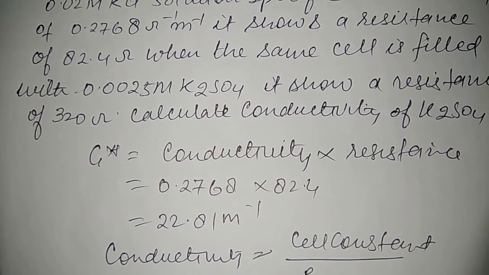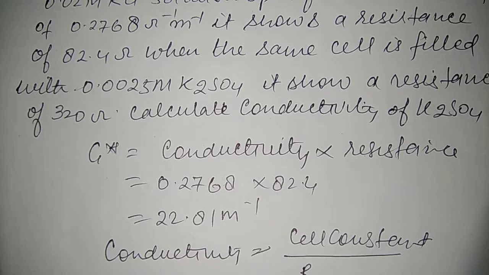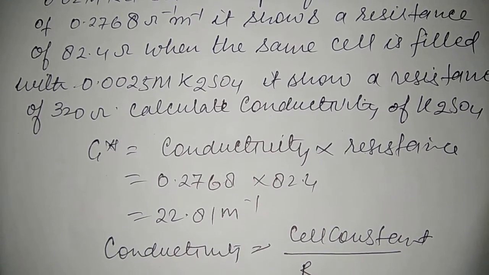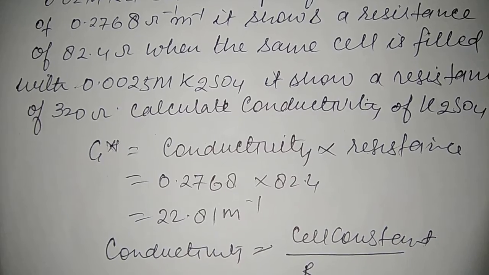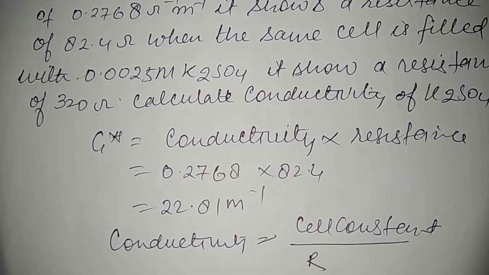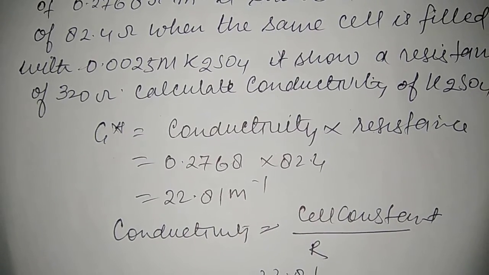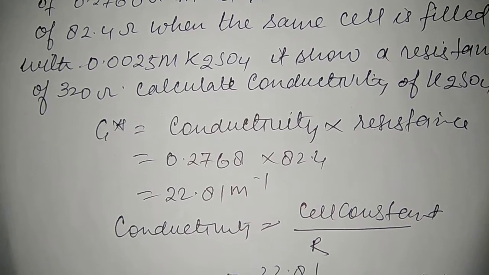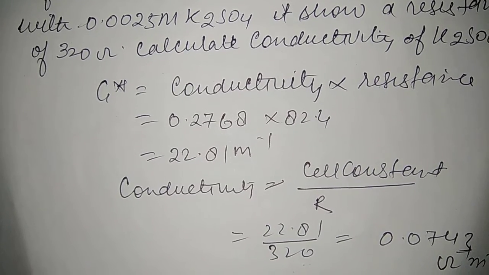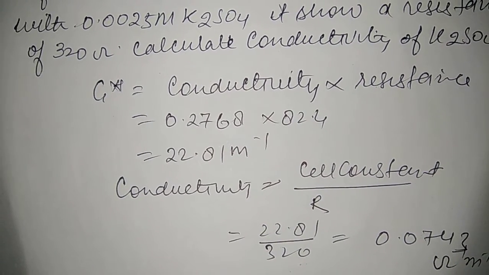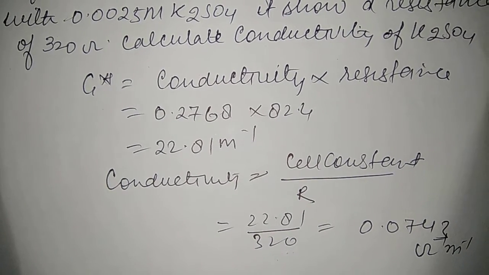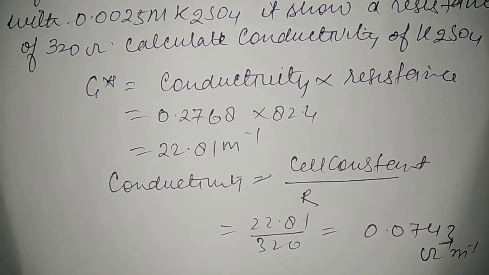So we know that cell constant is conductivity into resistance. The conductivity given is 0.2768 and the resistance is 82.4, so the cell constant comes to 22.81. After that we know that conductivity is equal to cell constant upon R. So we put the value of cell constant, 22.81 upon 320, and this comes as 0.0763 per ohm per meter.